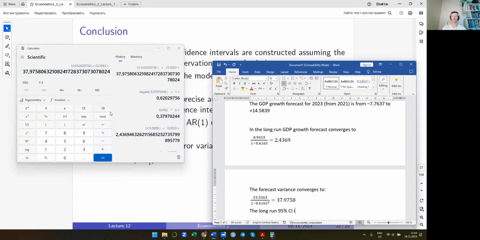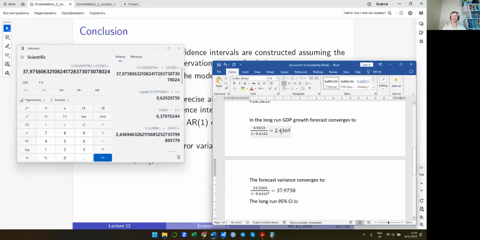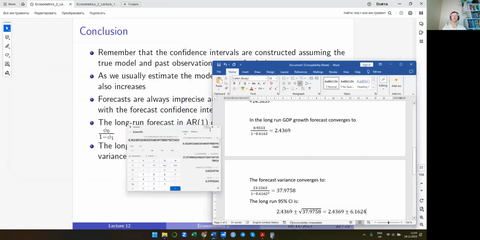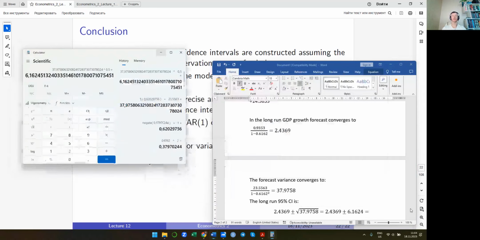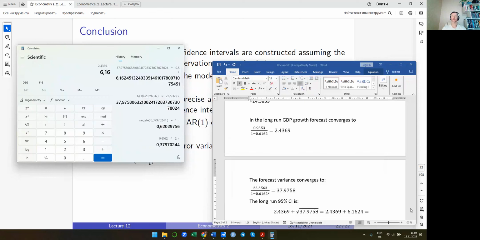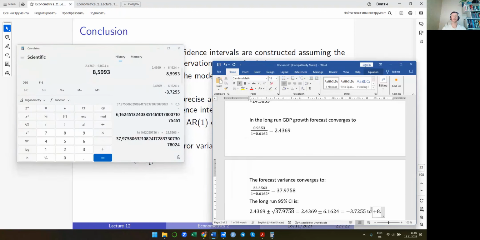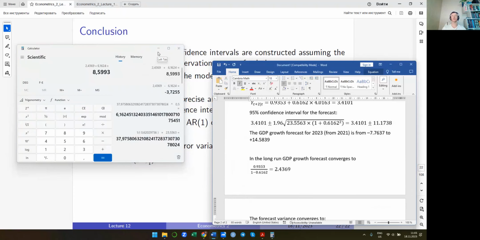So the long-run 95% confidence interval is, well, this is going to be a mess, of course. But let's try to do that. So plus minus the square root of 37.9758. 243.69 plus minus the square root, 6.1624. Basically, this is going to be 243.69 minus 6.1624, and plus 243.69 plus 6.1624, so 259.93. So this is going to be the confidence interval in the long run.